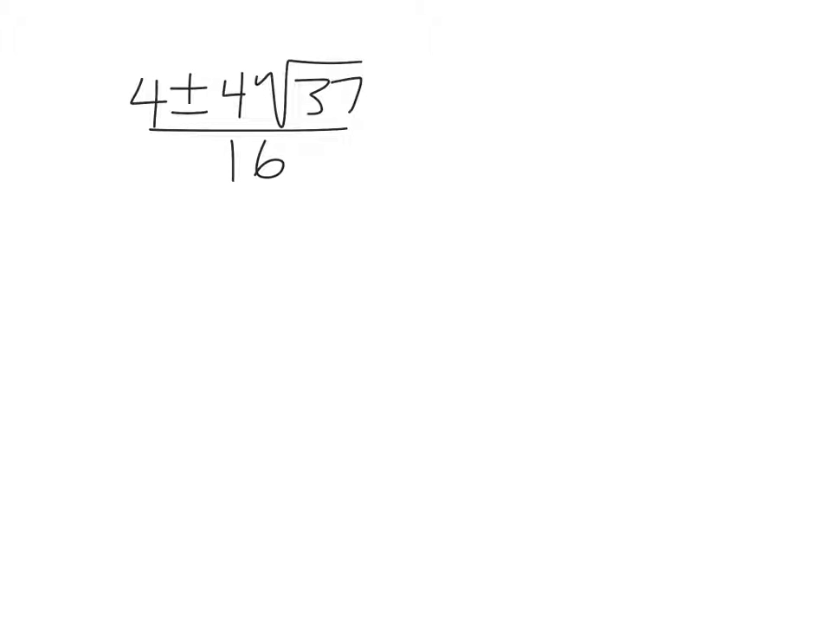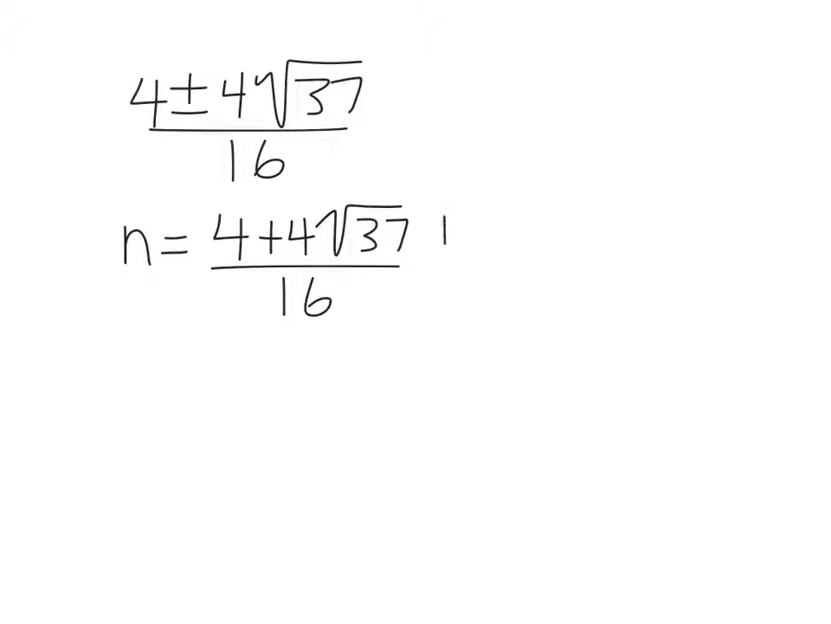Now, to go ahead and break that down, we're going to end up having 4 plus or minus, bringing out the 16 will give us 4 multiplied by the square root of 37 all over 16. So we're going to end up with a radical. N is equal to 4 plus 4 multiplied by the square root of 37 over 16, and then we'll have n is equal to 4 minus 4 times the square root of 37 over 16.